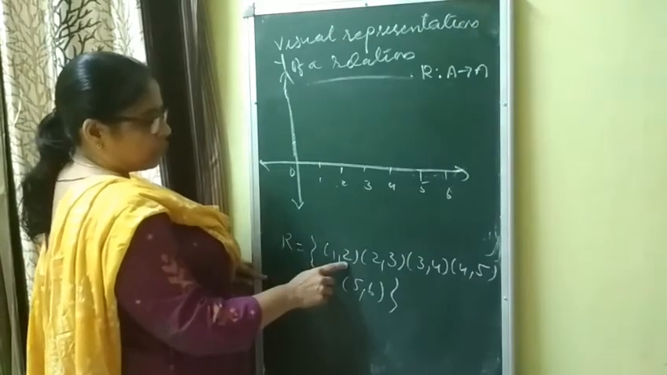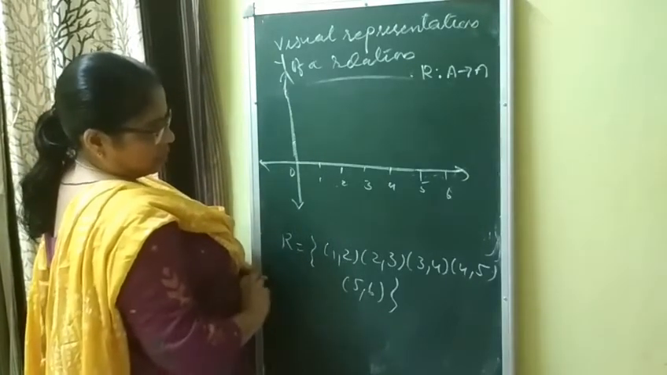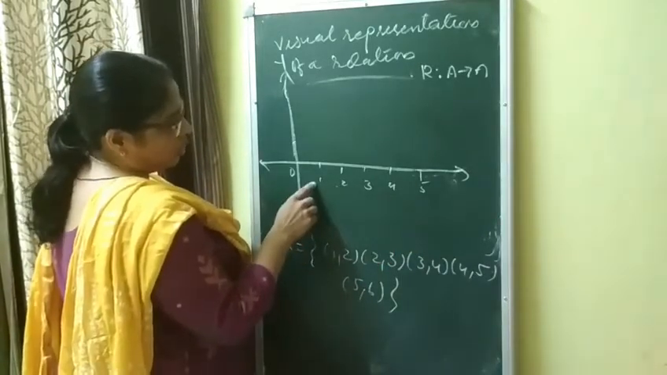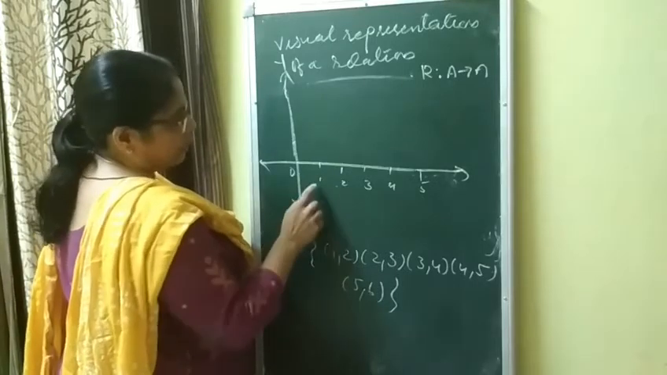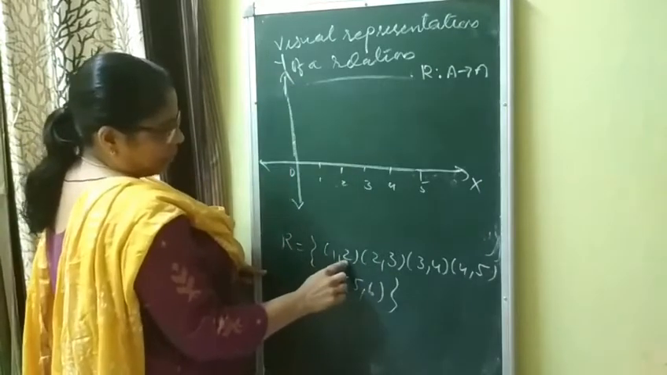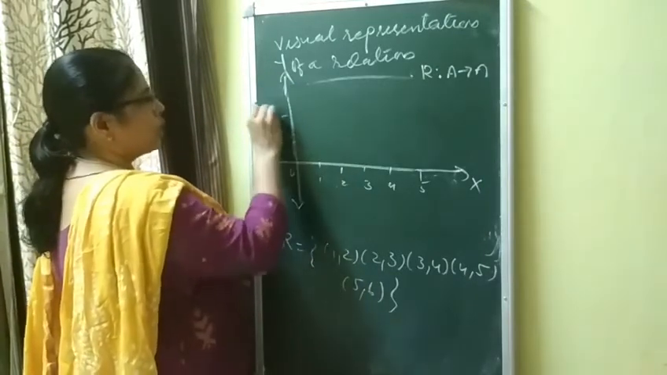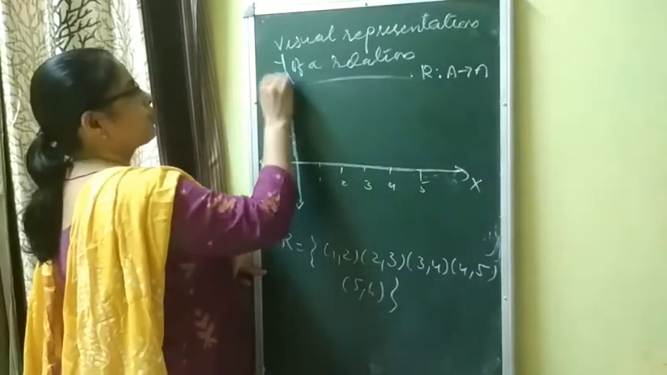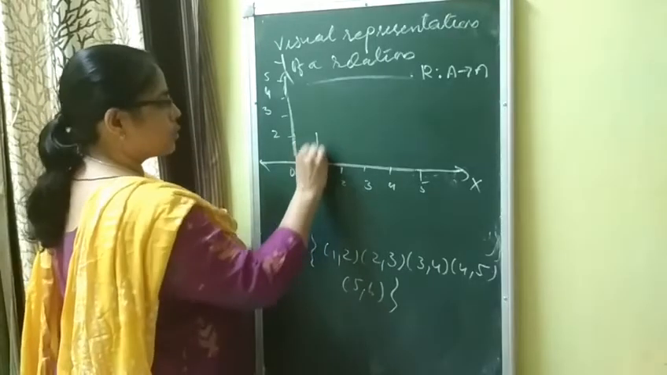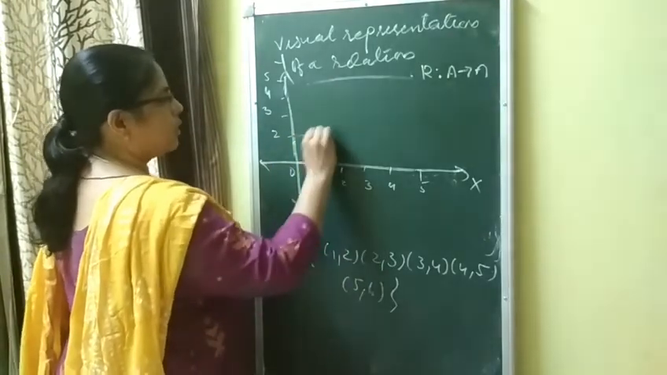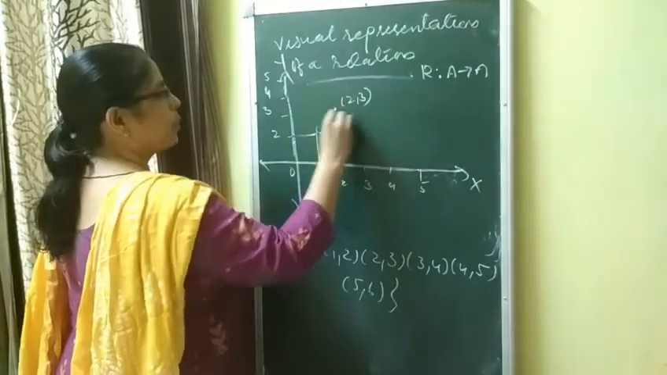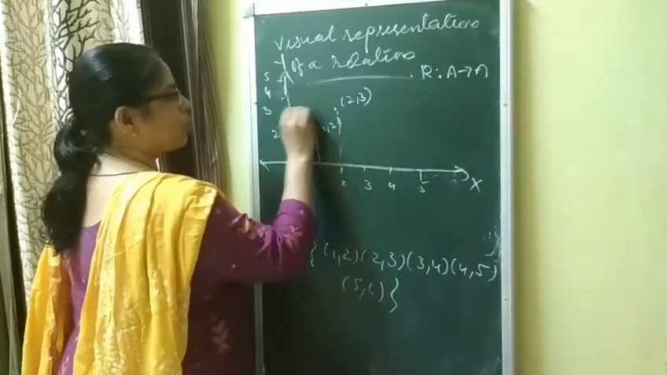Here the values on the second axis start from 2. The first element can be represented on the x-axis and the second element on the y-axis. The second elements are 2, 3, 4, 5; I am taking up to 5 due to lack of space. (1, 2) is this point, and you can draw a line or write it directly. (2, 3) is this point. If you want to draw the line, that is also no problem.